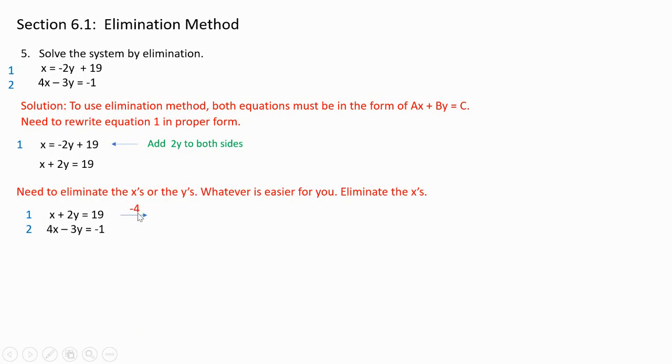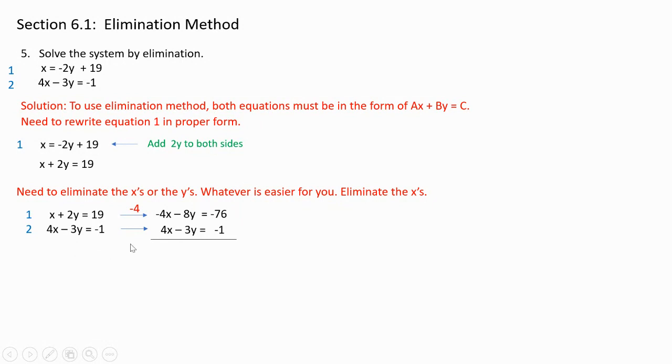Then when I add them, they'll be eliminated. But I have to multiply negative 4 times every term, which will give us negative 4x minus 8y equals negative 76. And how did we get this new equation? By multiplying negative 4 times x, negative 4 times 2y, which will give us negative 8y, and negative 4 times 19, which will give us negative 76. Equation 2, we just bring it down how it is.